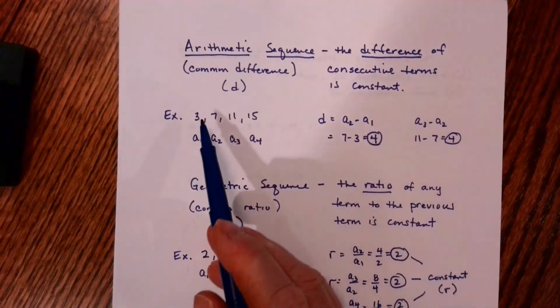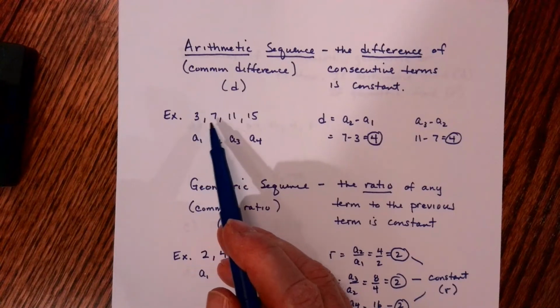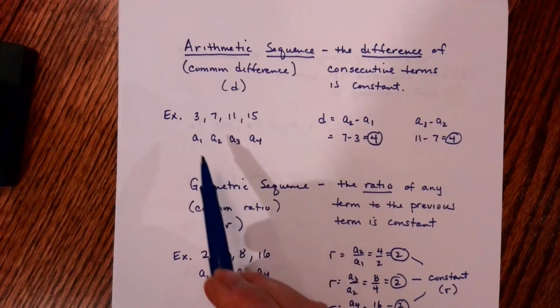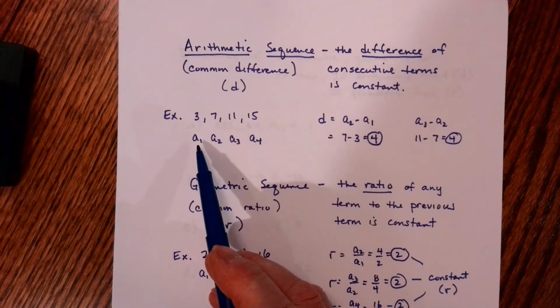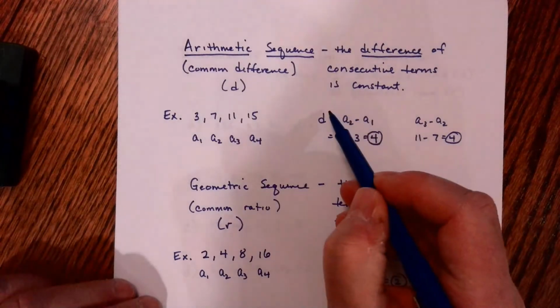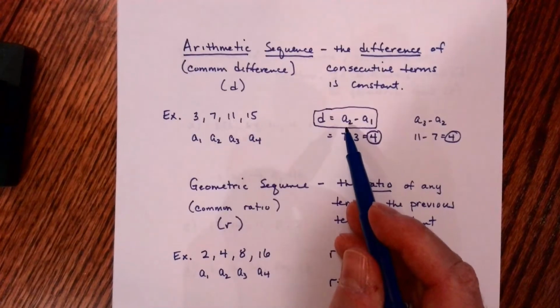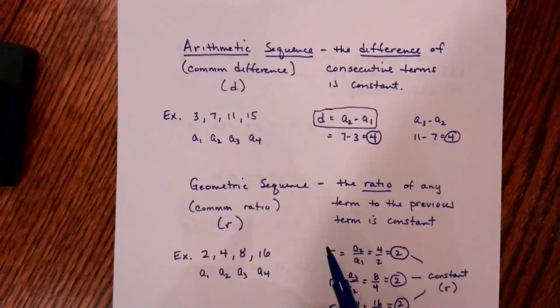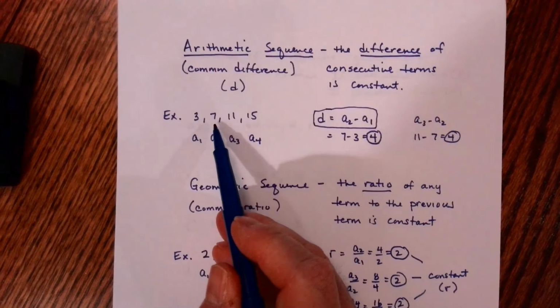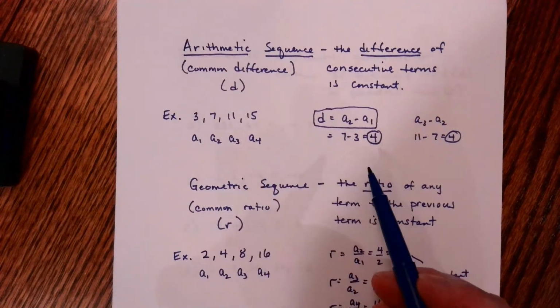So for example, if I went back to one of the examples I used earlier, 3, 7, 11, and 15, 3 being the value of my first term, 7 the value of my second term, and I wanted to determine if in fact this was an arithmetic sequence. What I could do is use the formula d is equal to the second term minus the first term. What is the value of the second term? It's 7 minus 3. 7 minus 3 equals 4.